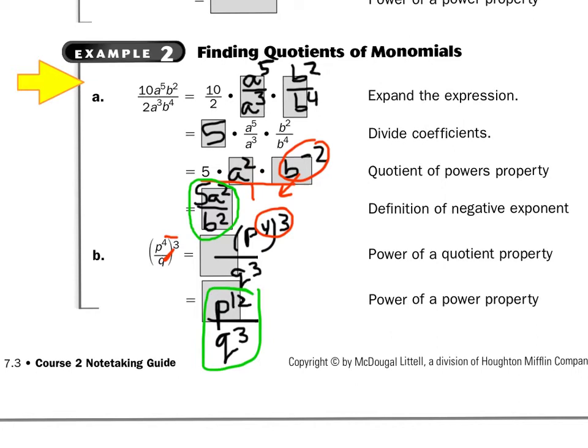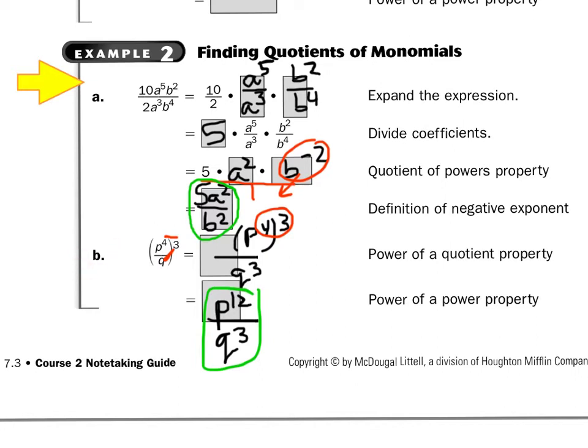And then, same thing with the b's. When the bases match, I copy the b, and then subtract the powers in order. 2 minus 4 gives us negative 2. Okay, now remember, this baby is not happy. So this parent and this baby, they're going to climb into the pool. So everything else stays on top. So it's 5a to the second on top, and then b to the second down in the denominator.